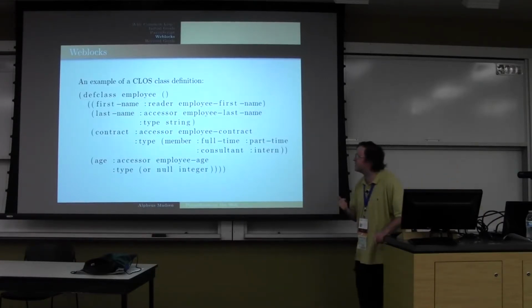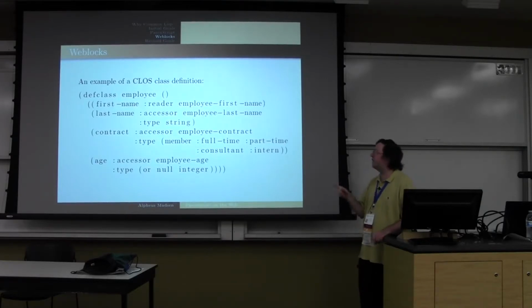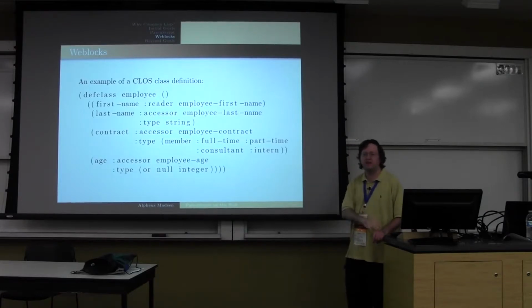And here's an example of a class definition in Common Lisp. It's a simple class that defines an employee with a first name, a last name, a contract type and an age. One of the original ideas attempted in Webblocks was to use this as the sole definition of a widget. The Common Lisp class already gives us a lot of information about how we can expect the data to behave. For example, the first name in this case only has a reader, which tells us that we're expecting to only be able to read the first name and not write to it.